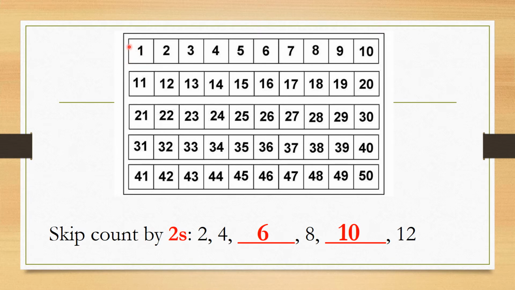It means I'm gonna count by 2. Look here. 1, 2. So my first number is 2. 1, 2, 4. 1, 2, 6. 1, 2, 8. 1, 2, 10. 1, 2, 12. And you can continue till any number you want.